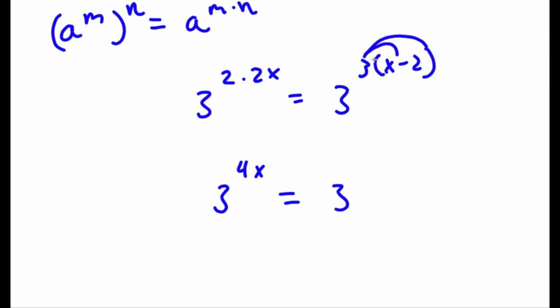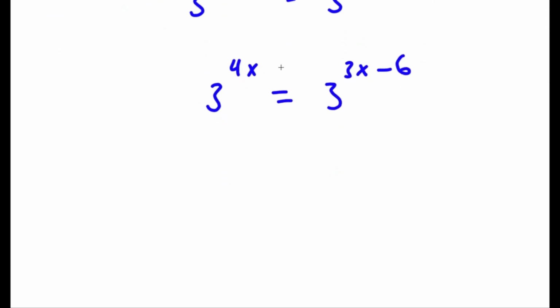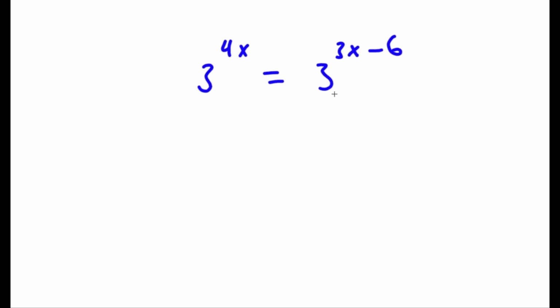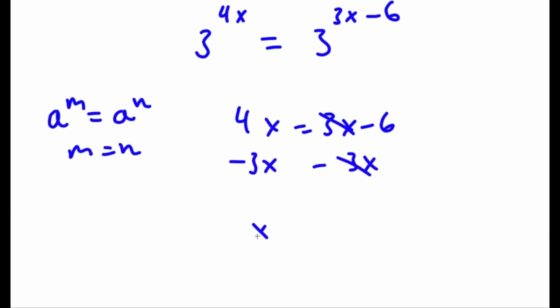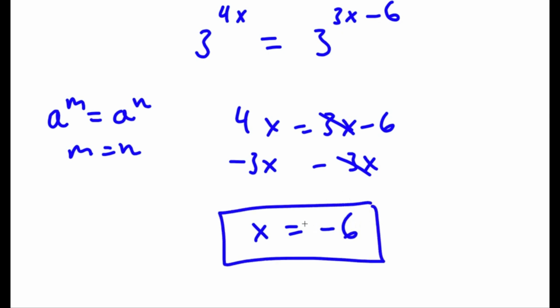I can simply distribute the 3. 3 times x is 3x, and 3 times negative 2 is negative 6. So now I have 3 to the power of 4x is equal to 3 to the power of 3x minus 6. Now if I have something in the form a to the power of m is equal to a to the power of n, then this means that m is equal to n. So in this case, 4x is equal to 3x minus 6. Now all I have to do to solve this is subtract 3x on both sides. So then these two cancel out, and I'm left with x is equal to negative 6. So this is my answer.